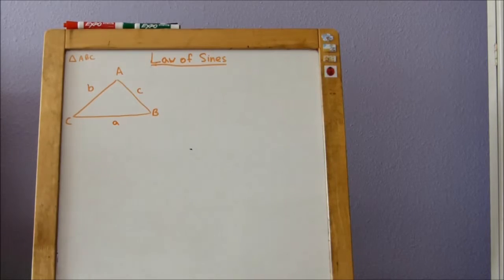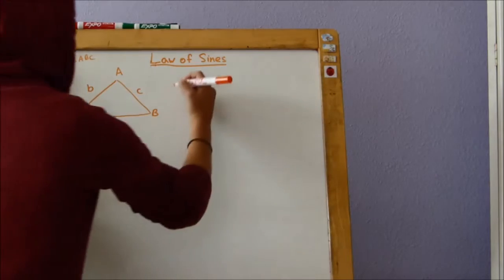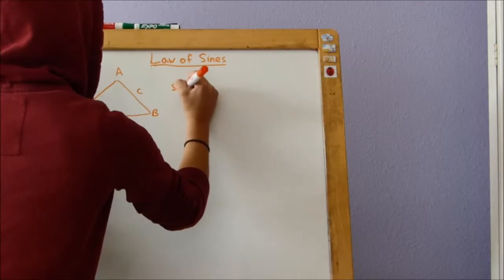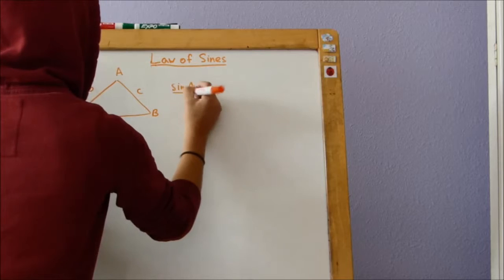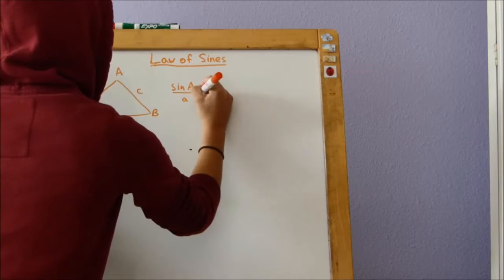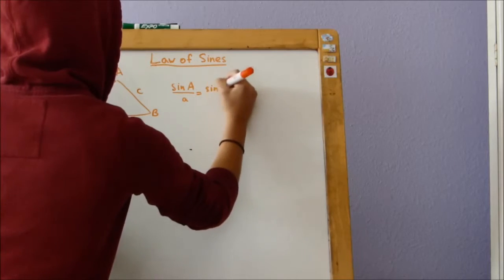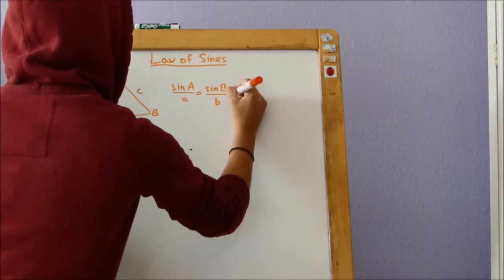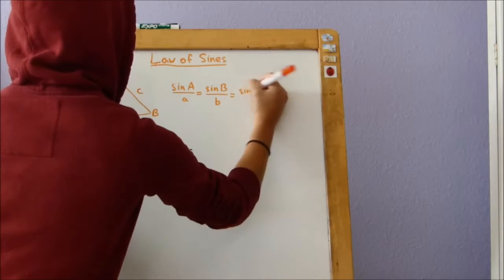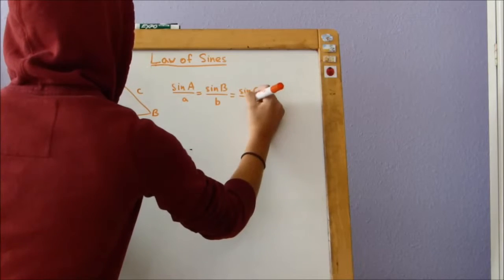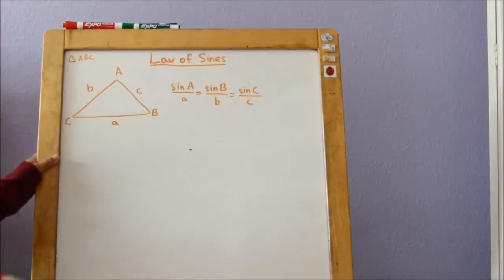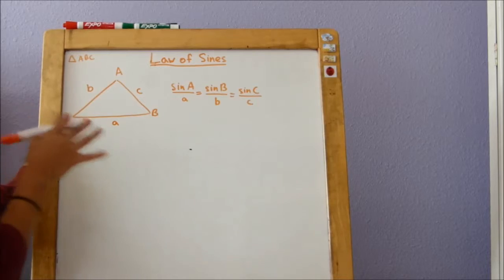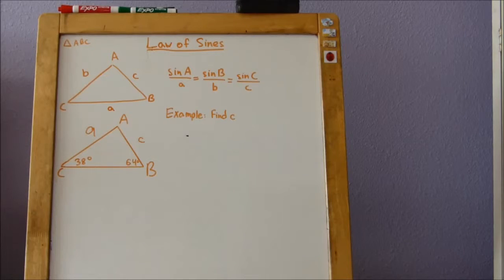So the law of sines is basically just sine of angle A over side length A is equal to sine of angle B over side length B equals sine of angle C over side length C. So it's pretty simple.